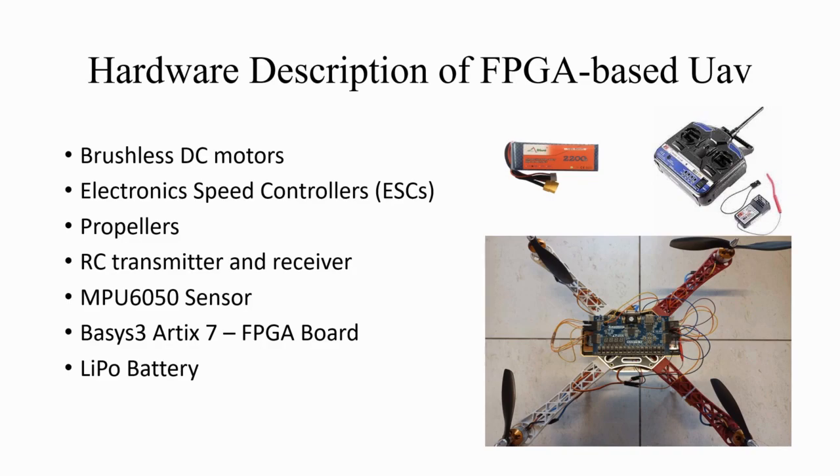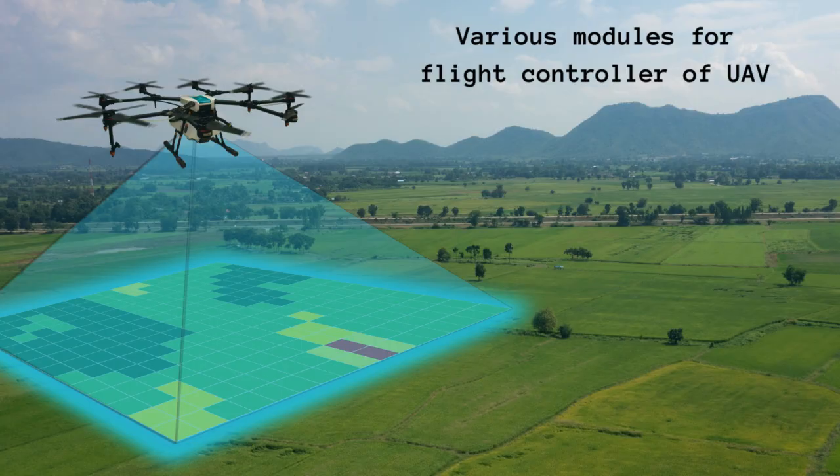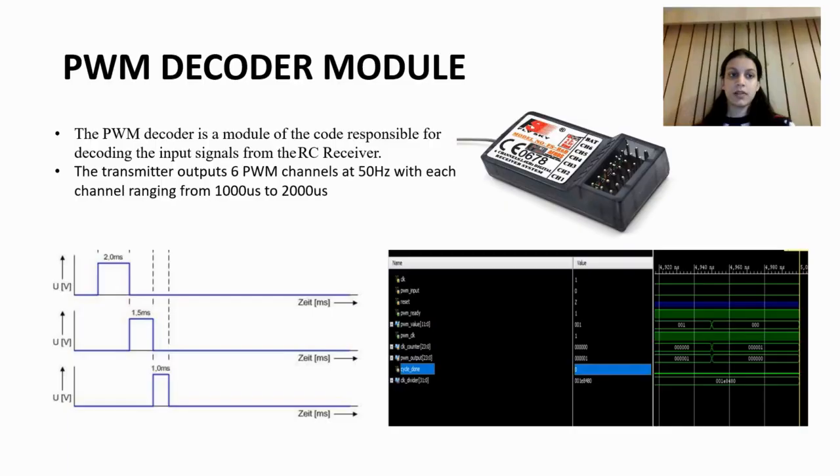To design the flight controller, we have integrated various modules which are explained further in the video. First module is the PWM decoder module. This module is responsible for decoding the input signal from the RC receiver. The transmitter outputs 6 PWM channels at 50 Hz. The signals from the transmitter are received by the RC receiver, and each channel of this RC receiver would have PWM signals as its output.